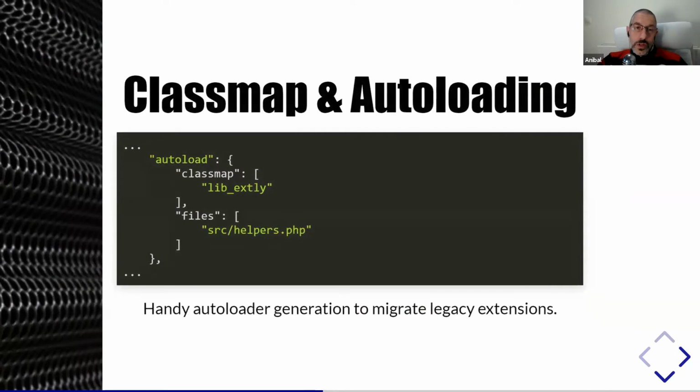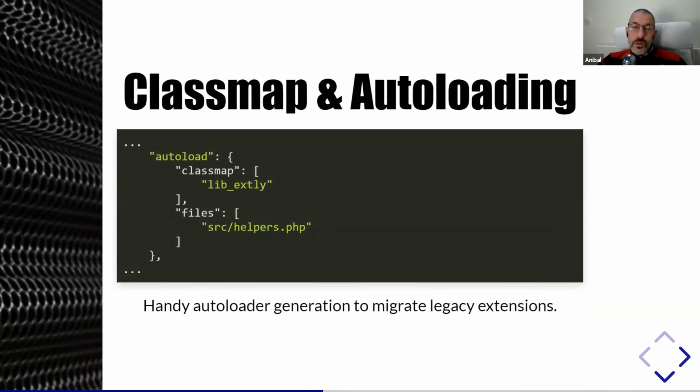Additionally, Composer has other ways to declare classes and files. That's the classmap. This is the most basic way of declaring the source code. You define a folder where the classes are located and the files that have to be autoloaded, and Composer scans all the files in the folder and defines how to load them. This is a handy way to migrate legacy extensions into a modern autoloader.